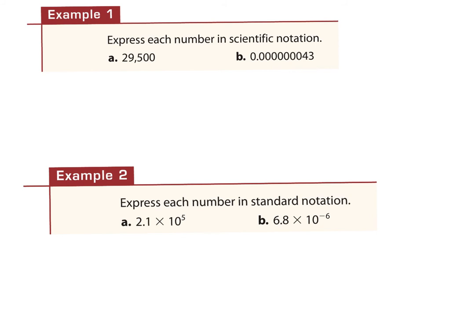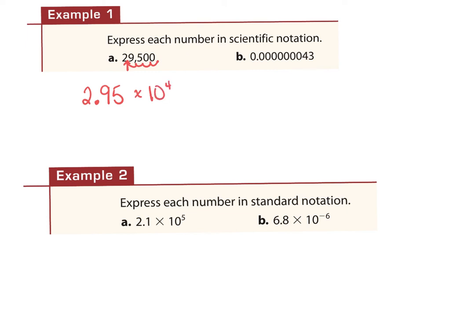All right, let's look at the first one. My decimal is here. It is a really big number, so my exponent is going to be positive, however many places I have to move it. I want to move it over here in between the 2 and the 9. So it's going to be 2.095. How many places did I move it? 1, 2, 3, 4. It should be 10 to the positive 4.